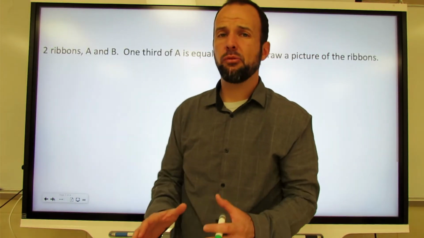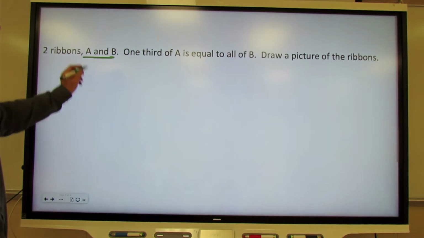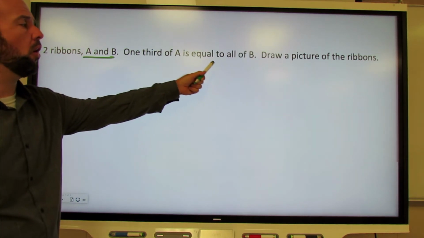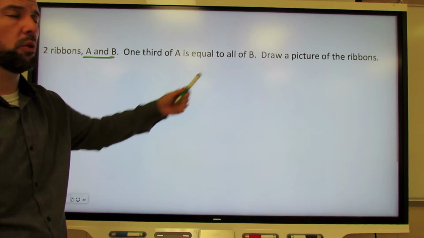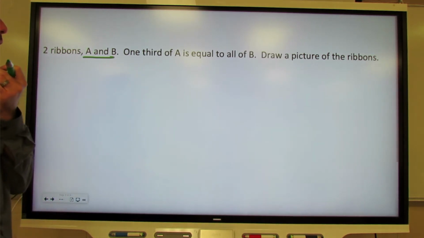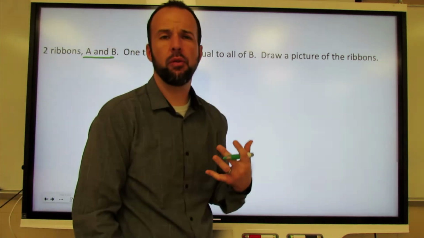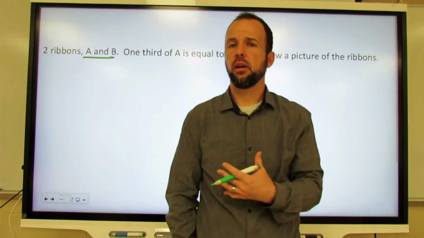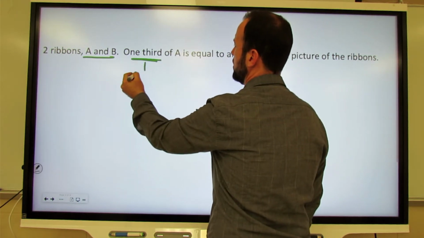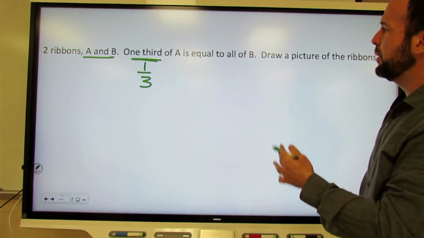All right, now we need to represent 2 ribbons. 2 ribbons, ribbon A and B. 1/3 of A is equal to all of B. And we're going to draw a picture of the ribbons. 1/3 of A is equal to all of B. I want you guys to think about that for a second. Sketch something out, what you think this might look like, with 1/3, and if it helps, we can even write it as that. 1/3 of A is equal to all of B.